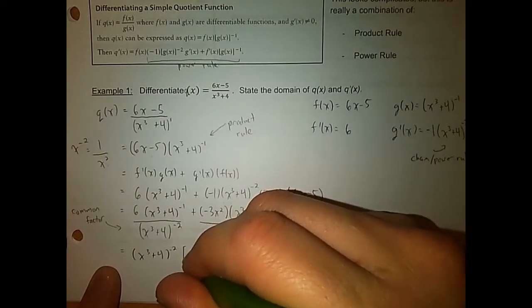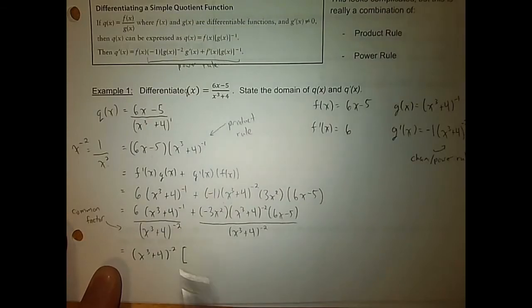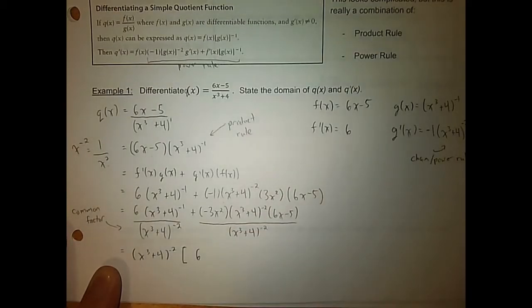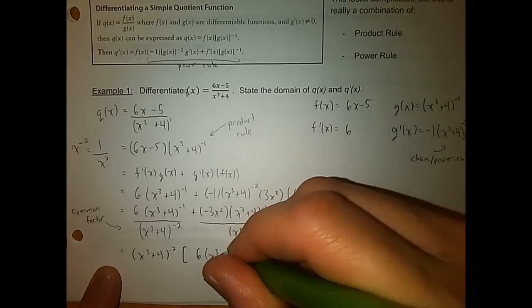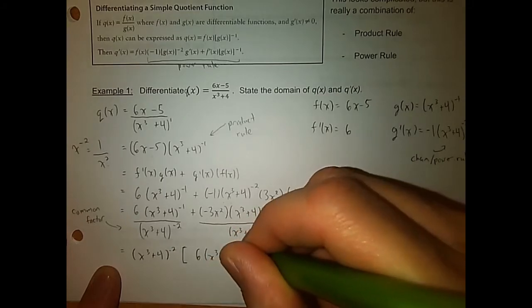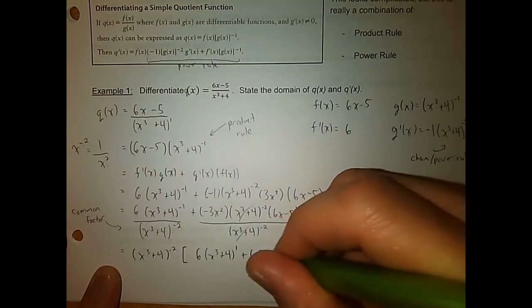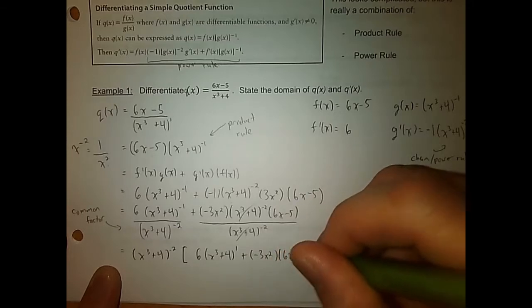So if I do that, I can use square brackets here. The 6 is pretty much just going to stay there. And using my exponent laws, which go back to grade 9, I have negative 1 subtract negative 2. So it's not negative 1 minus 2, it's negative 1 subtract negative 2. And if I did that, I should get x to the power of 3 plus 4 to the power of 1. And I'm going to do this over this common factor for this one. These will cancel out. So I'm just left with negative 3x squared, 6x minus 5.